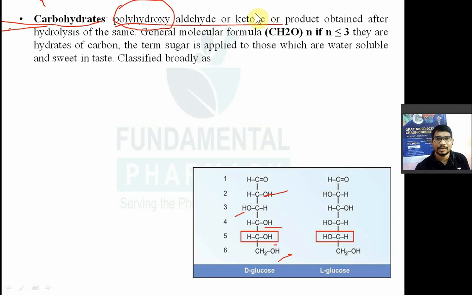So what is aldehyde or ketone? Second term, aldehyde or ketone. You can see over here in this structure of glucose there is one aldehyde group. So that's why aldehyde. So polyhydroxyaldehyde or ketones.